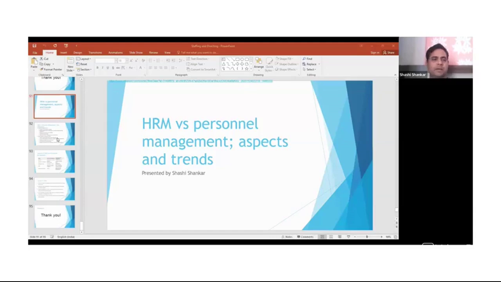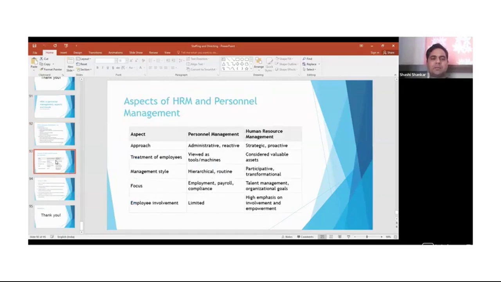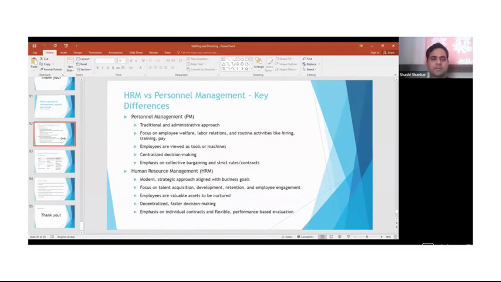So in this topic, I am going to cover HRM versus personnel management, the key differences. What is the difference between personnel management and HRM, that is human resource management. Post that, I am going to cover the aspects of HRM and personnel management differences, and at the end, the trends in HRM. So to begin with, HRM versus personnel management, the key differences.